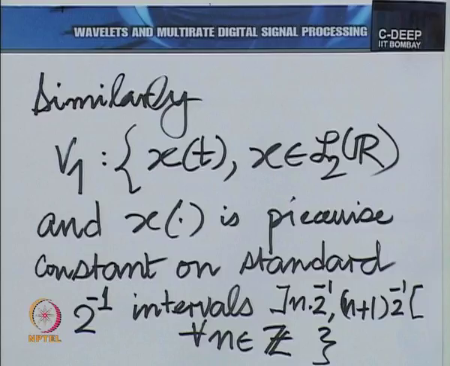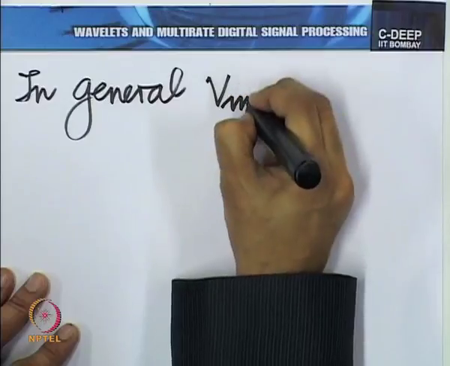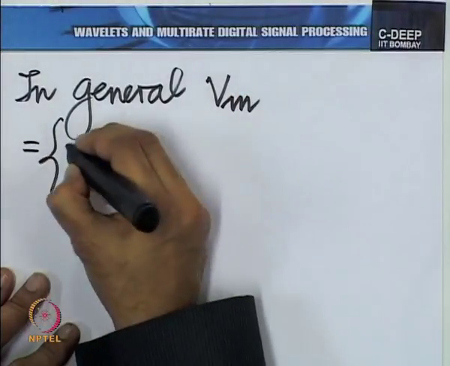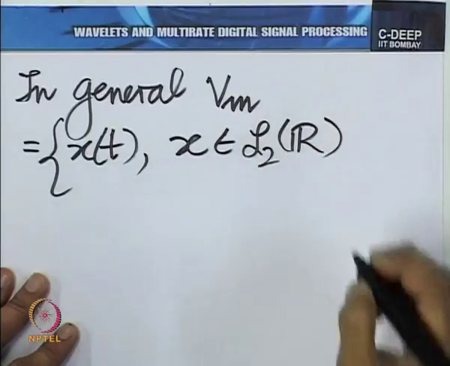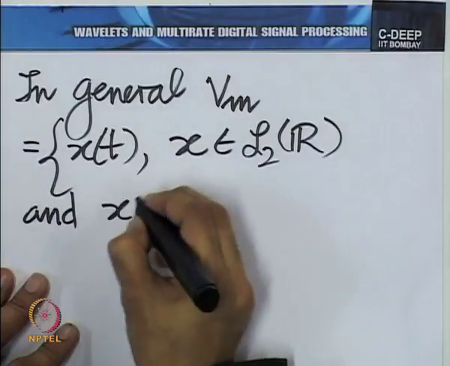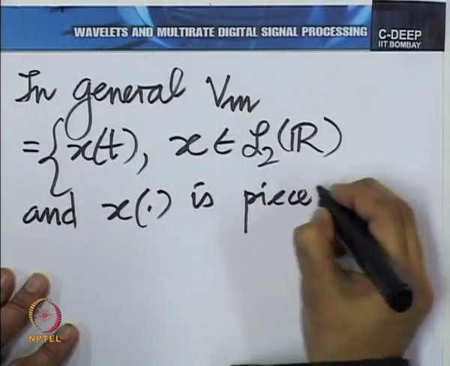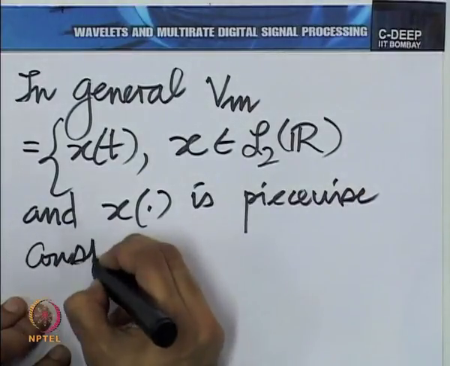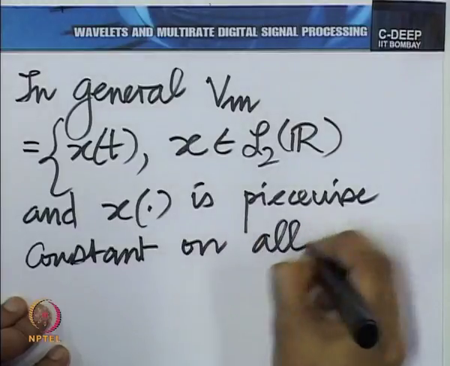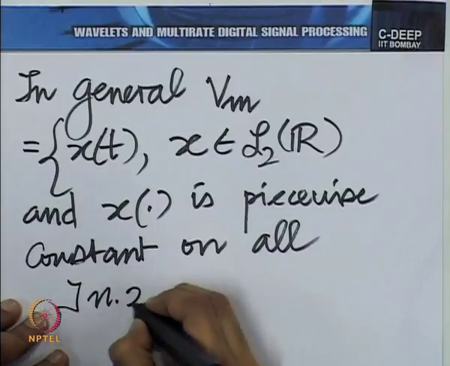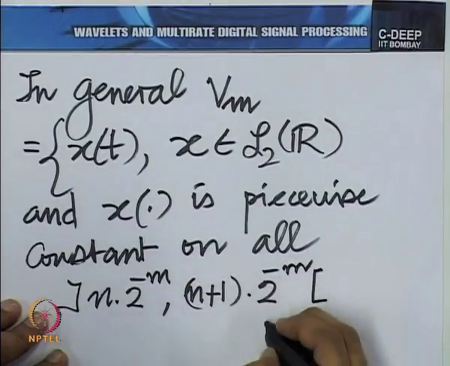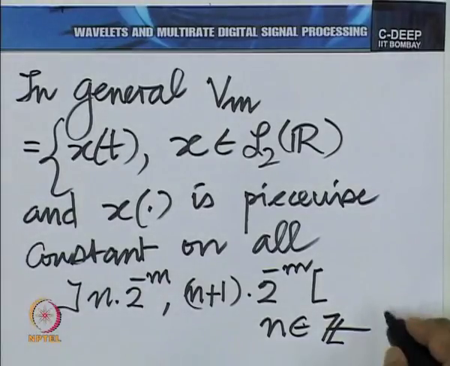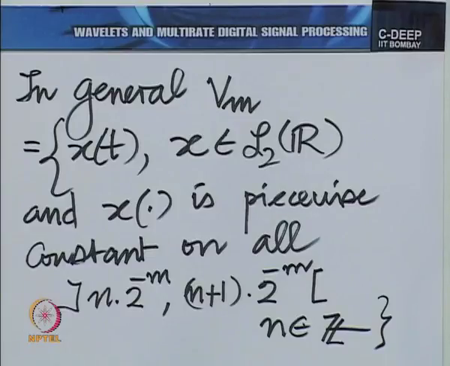And in general, we have V n. The set of all x of t. For completeness, we should write down the definition properly. And x is piecewise constant on all open intervals of the form n into 2 raised to the minus n, n plus 1 into 2 raised to the minus n. Simple enough.